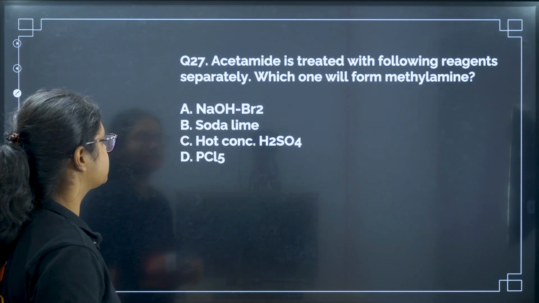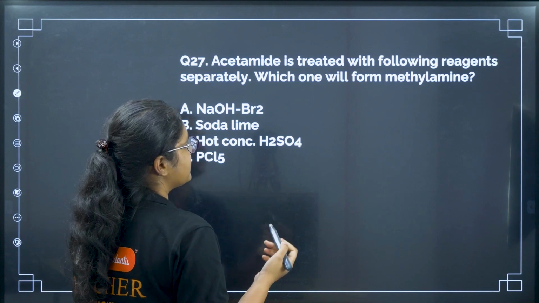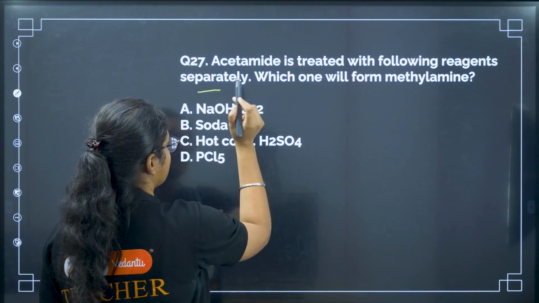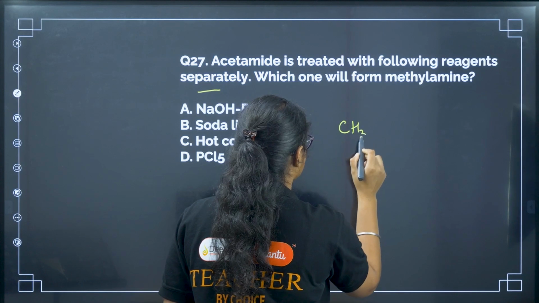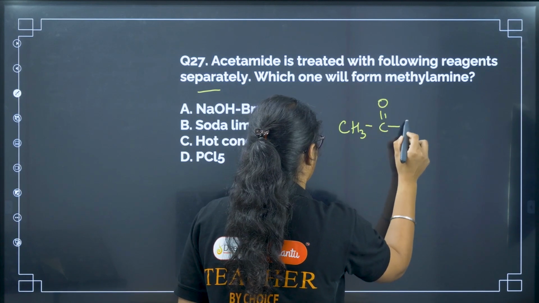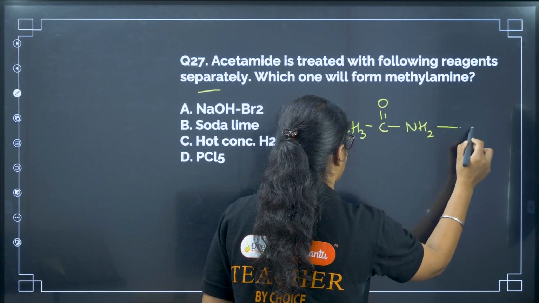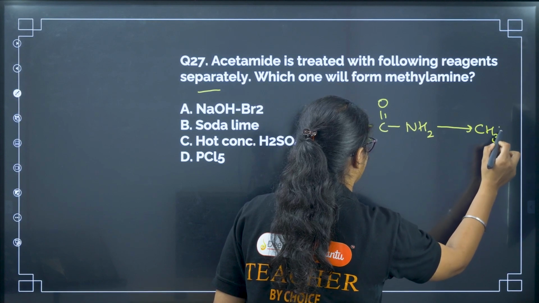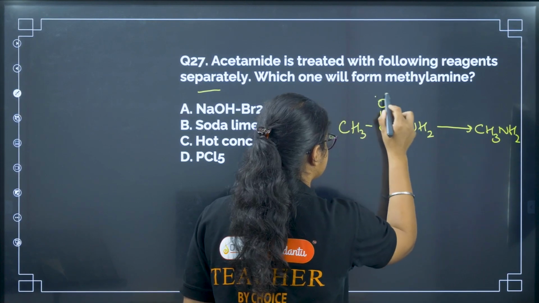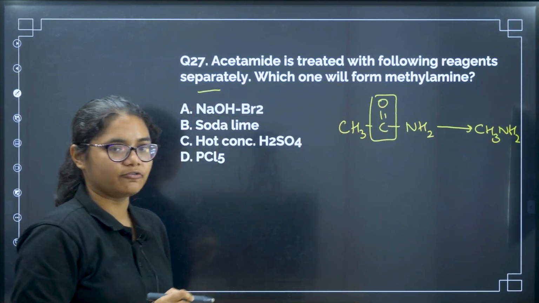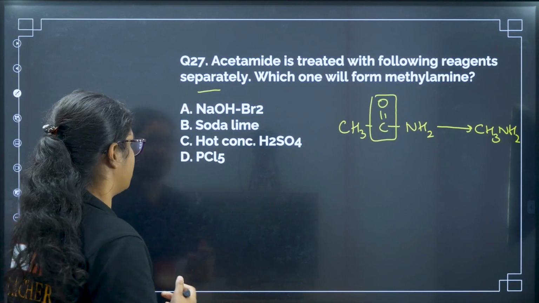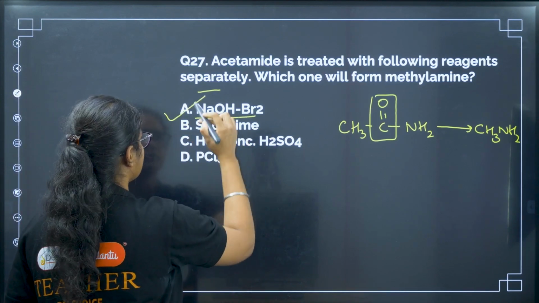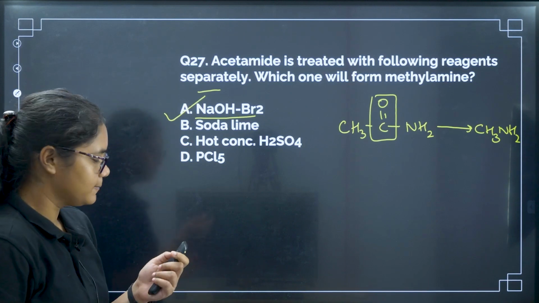Now let us see the next question. Acetamide is treated with following reagents separately. Which one will give you methylamine? So acetamide, you know, CH3CONH2, and the product is methanamine, that is CH3NH2. So you can very clearly see this CO group is removed. So that is your Hofmann bromamide degradation. For that the reagent is Br2 in alkaline medium. So NaOH Br2 will give you. So correct answer is option number A.